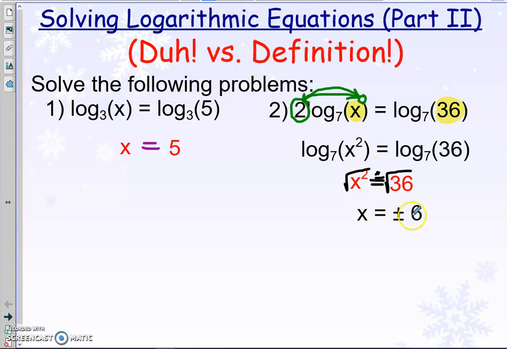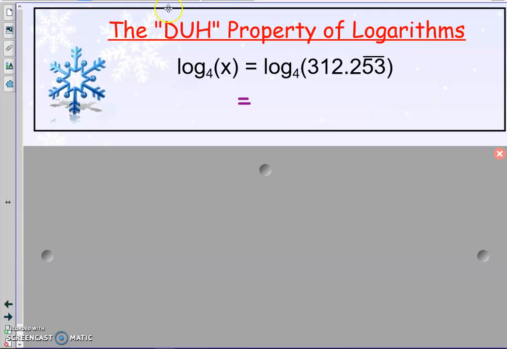And so when I put a positive 6 in, that's fine. X can be positive 6. But when I try a negative 6, this number inside the logarithm can't be negative. So it turns out I have a false root, and x is equal to just 6 in this scenario. Let's take a look at another problem.